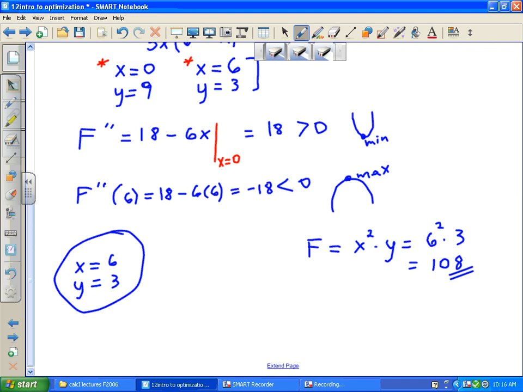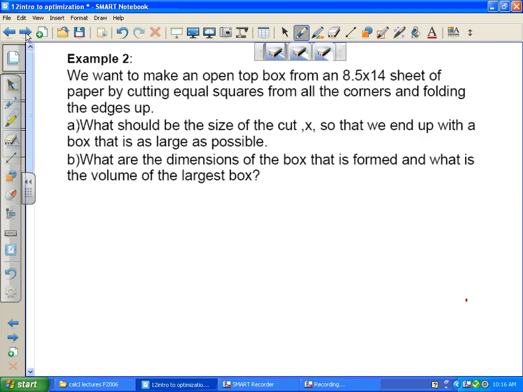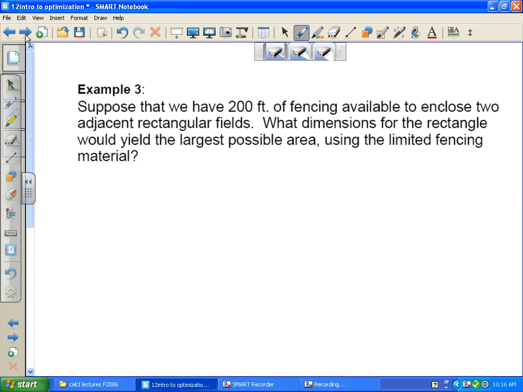Okay, next we're going to do something from your handouts. I believe this is the rectangle problem. Example number 3 in your handout, the fencing problem. I'm going to do the picture, then give you a little bit of time to think about it, and then we'll discuss it together. Suppose we have 200 feet of fencing available to enclose 2 adjacent rectangular fields.